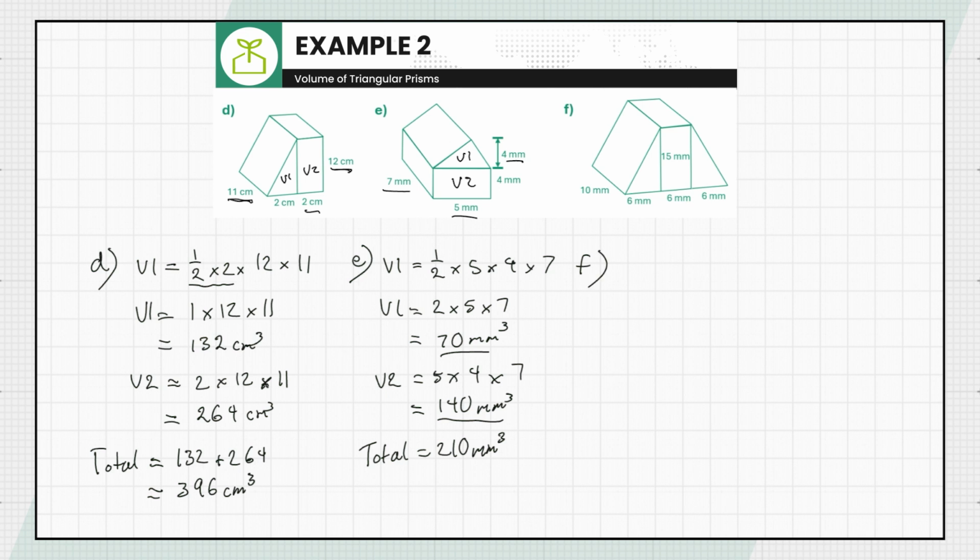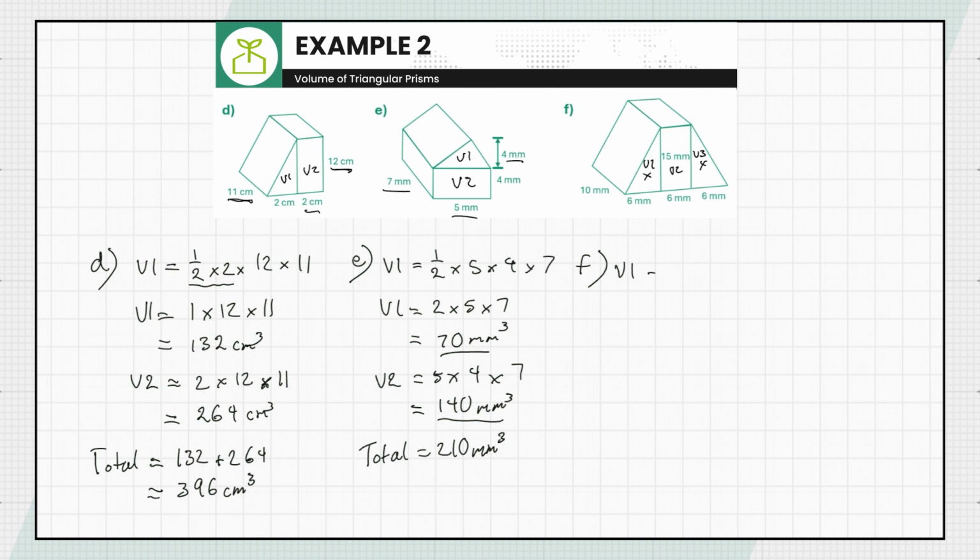Alright, let's look at F. Now the first thing we need to work out with F is that both of these shapes are identical. So we only really need to solve for one volume and then multiply our volume by 2. And then we'll just solve for this one. So this is going to be 1, this is going to be 2, and this will be V3.